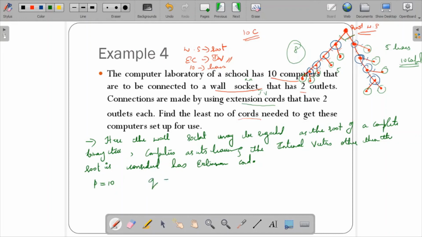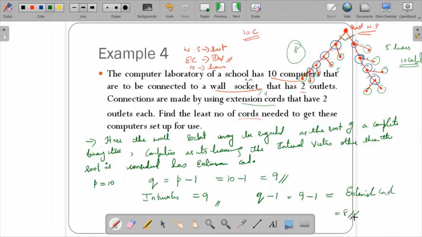Since it is a complete binary tree, we can use Q is equal to P minus 1. So we get 10 minus 1, that is equal to 9 internal vertices. Since the root is included in the internal vertices, I need to separate it, because I want to find the extension cords, not the wall socket. So Q minus 1, that is 9 minus 1, would give me the number of extension cords, which is equal to 8. So this is regarding example 4.